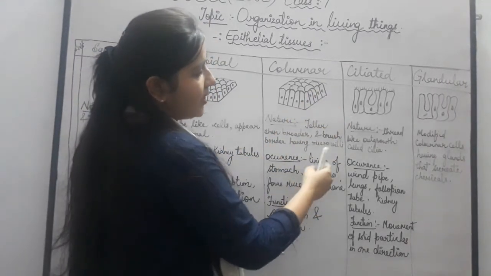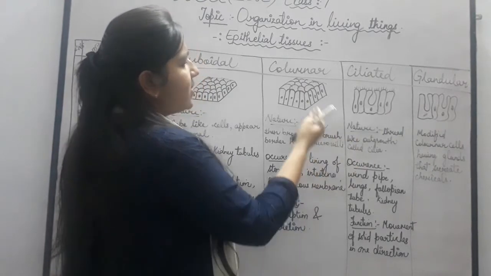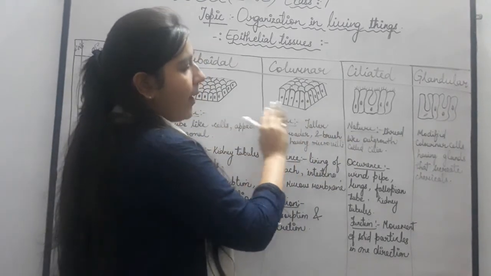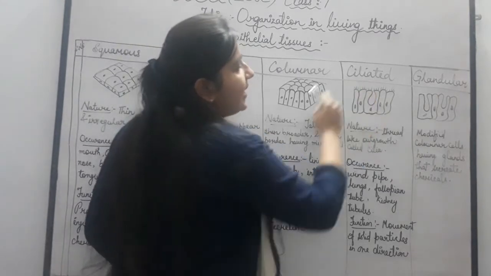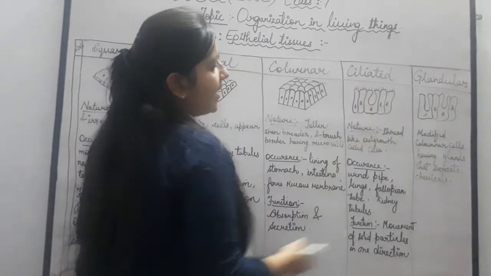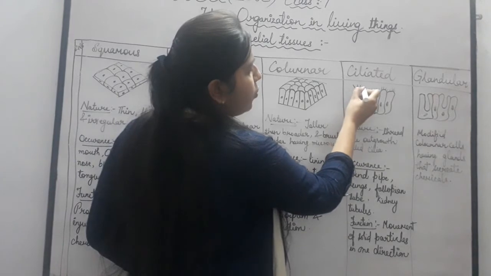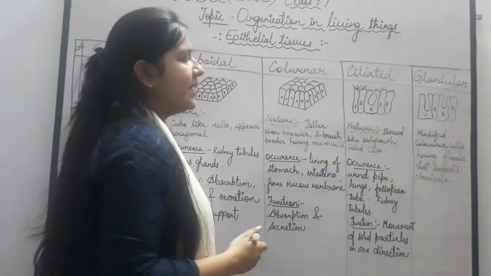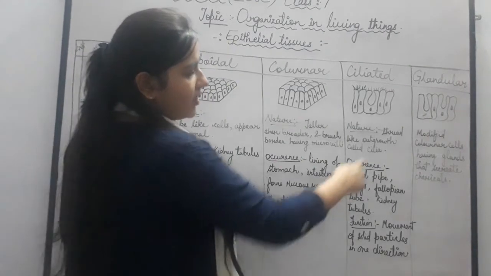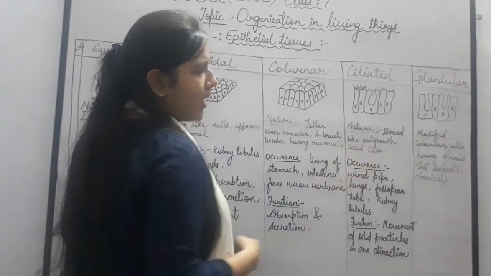Next is the ciliated epithelial tissues. Ciliated epithelial tissues are of the columnar and cuboidal type only, but they have some thread-like structures that are known as cilia. These thread-like structures you are seeing here are known as cilia. That is why this type of tissue is known as ciliated tissue. They have thread-like outgrowths that are known as cilia.